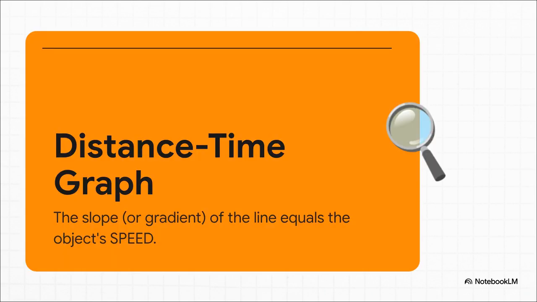Well, let's start with a distance time graph. On this kind of graph, the steepness of the line, what a mathematician would call the slope or the gradient, that tells you the object's speed. The steeper the line, the faster it's going. And if the line is flat, that means the object has stopped. It's basically a visual speedometer.